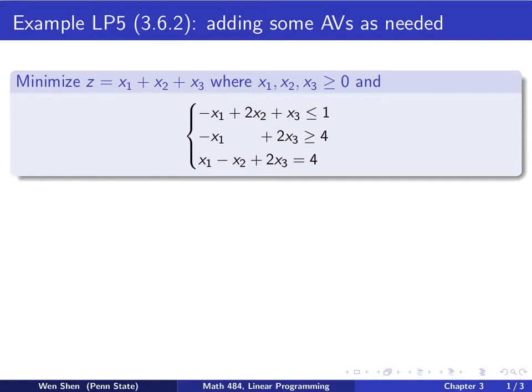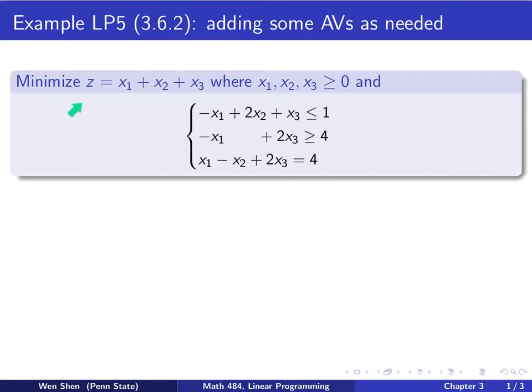In this video, we go through another example of linear programming. We call it LP5. It's an example taken from the textbook 3.6.2. In this example, we will show you that you could encounter systems where you don't need to add artificial variables for all the equations, but only as needed. Okay, so let's take a look.